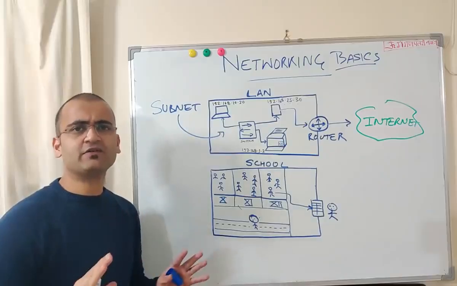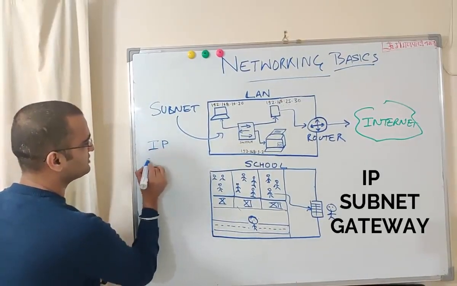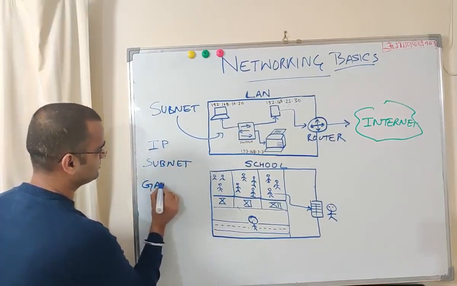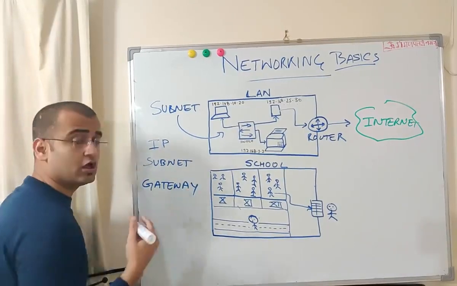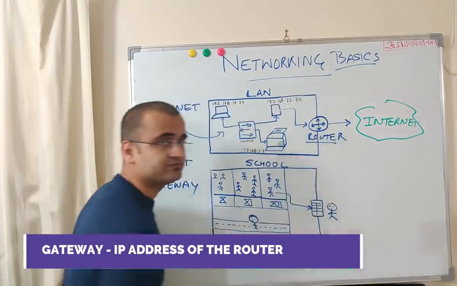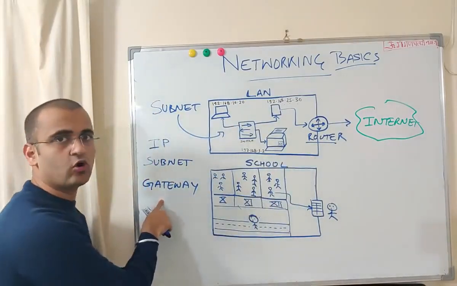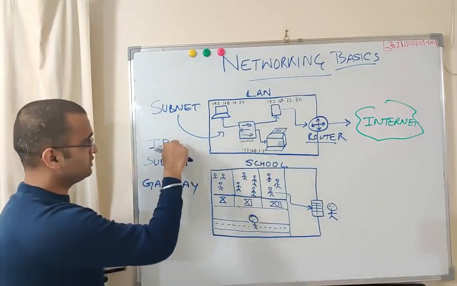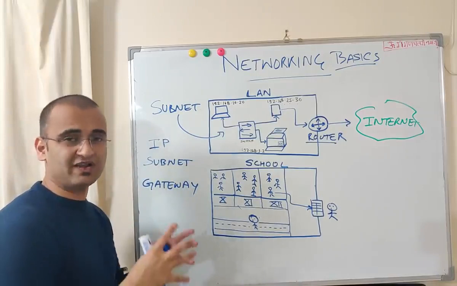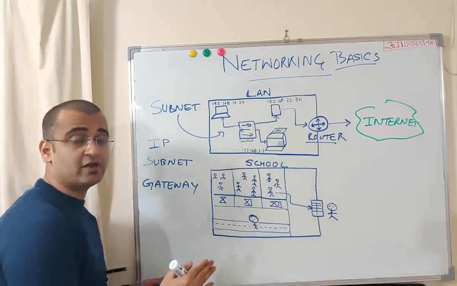So to summarize, any network device potentially needs three things: IP, subnet, and gateway. Now you will wonder, what is this gateway? Gateway is nothing but the IP address of the router. So router and gateway are one and the same thing. The IP address of the router is actually called the network gateway. So this IP address along with this subnet and this gateway can pretty much talk to any other network device within the LAN or outside the LAN. So I hope I'm clear on this concept.